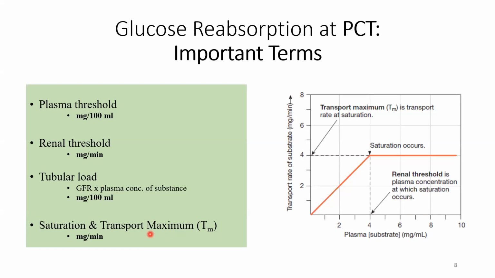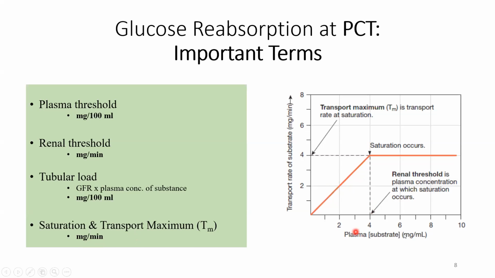So basically what we are saying is transport maximum is the tubular load, or the renal threshold, where the amount of substance which is coming in the filtrate has risen so much that there are no transport proteins left now to handle the top up, the tubular load, the amount of substance which is coming above and beyond this renal threshold. Okay, and it's given as milligram per minute. So let's just quickly see these three terms here.